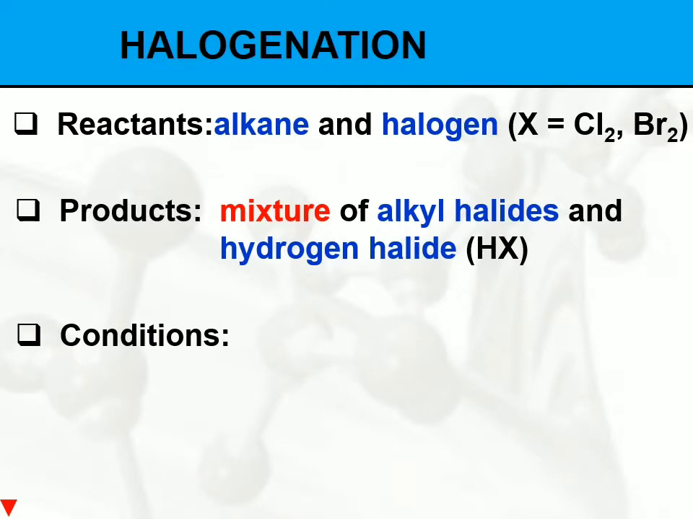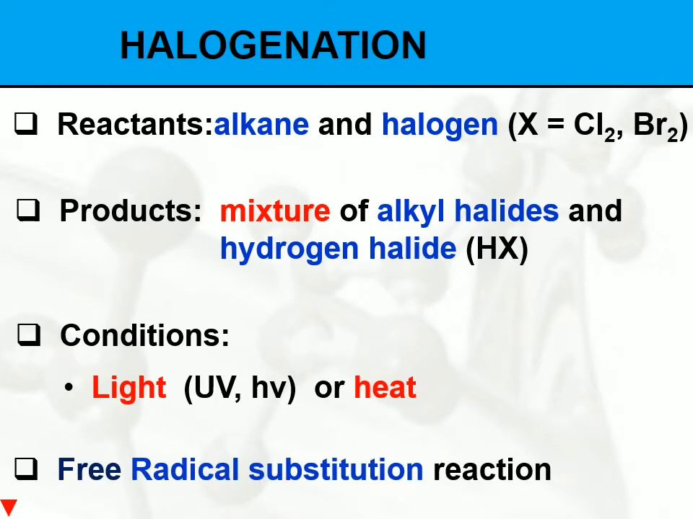Halogenation will happen in the presence of light or heat. Light and heat act as a catalyst to provide energy for the homolytic cleavage. Halogenation is also known as free radical substitution.